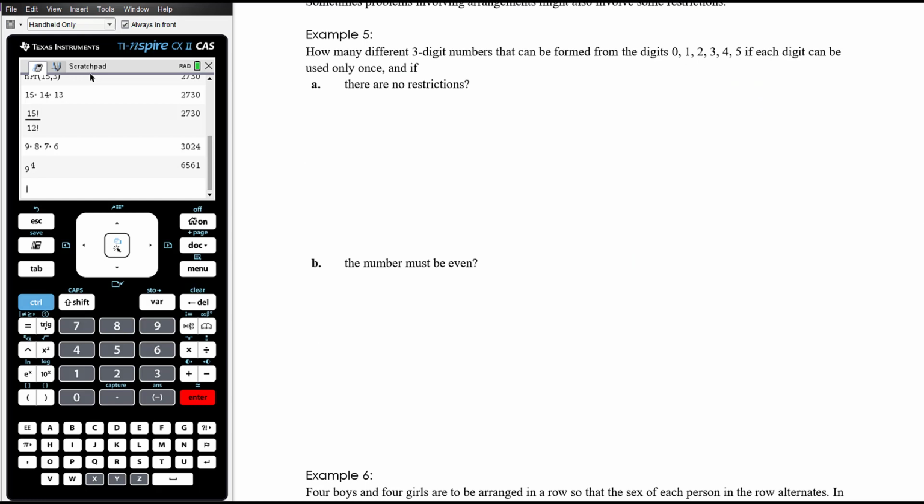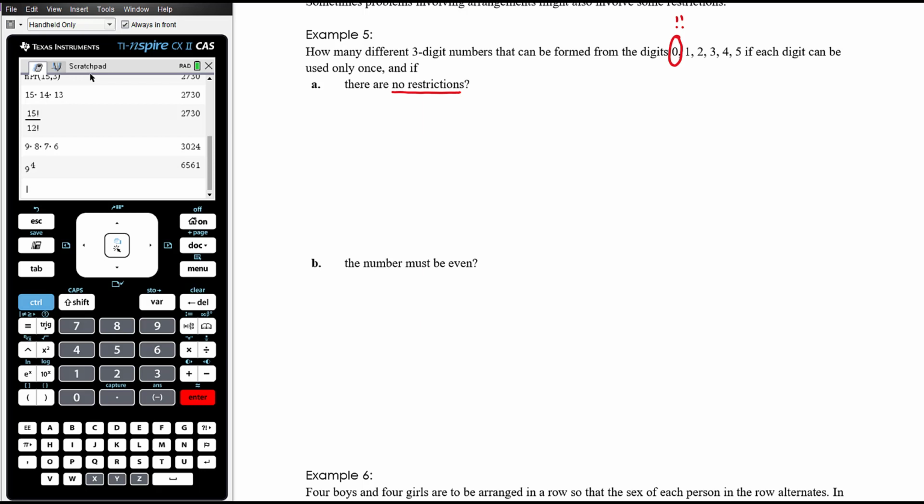How many different 3-digit numbers can be formed from the digits 0, 1, 2, 3, 4, 5 if each digit can be used only once, and if A, there are no restrictions, B, the number must be even? Okay, I'm going to read this no restrictions with a slight caveat here because the particular digits we've been given create a certain caveat. The fact that we've got 0 here, we need to be cautious about. So let's just think carefully about what could happen.